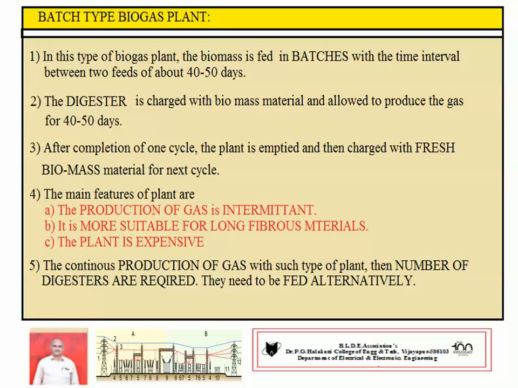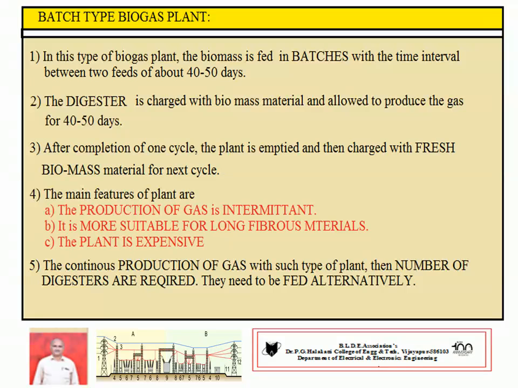After the completion of one cycle, the plant is emptied. That means the biogas generated is taken out and the used charge is also taken out. This shows completion of one cycle. For the next batch, again we have to feed the biomass into the digester, again wait 40 to 50 days, and again get the biogas generated. This is the property of this type of plant.